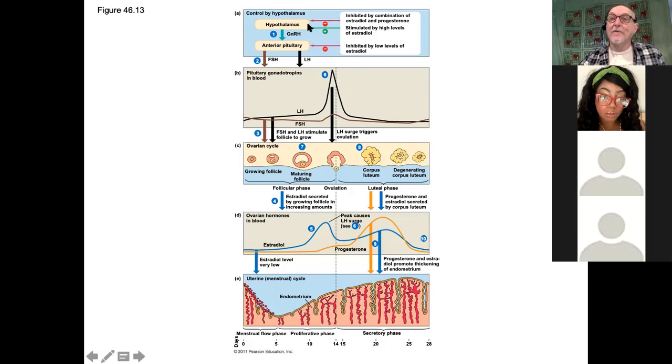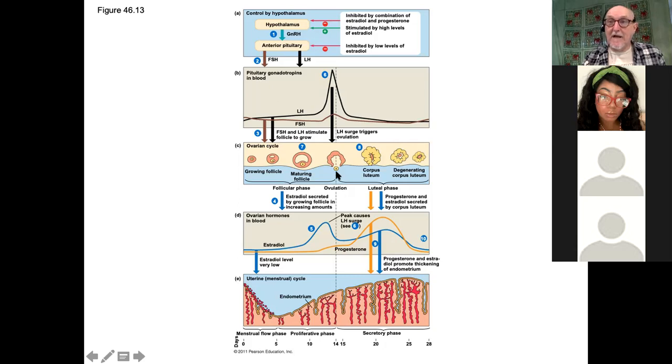Remember, we're going to start off with the hypothalamus. The hypothalamus is going to release gonadotropin-releasing hormone, and the first low levels of luteinizing hormone and follicle stimulating hormone. But this functions as a feed-forward mechanism. And as a result, luteinizing hormone and follicle stimulating hormone begin to build up to a critical, very high level, which causes the follicle to rupture. Maturation of the follicle is under control of these hormones, right?